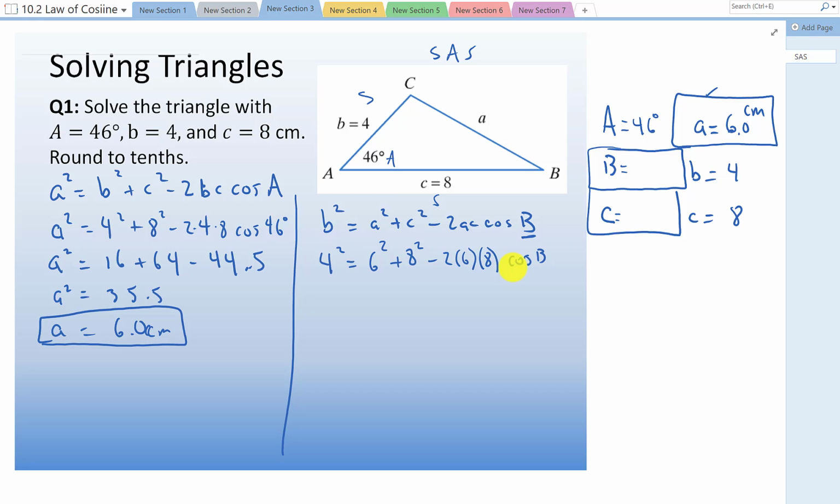Now be careful on the algebra, because the signs are going to require some rearranging. So I'm going to add this thing to the other side on both sides. And in fact, we could maybe simplify this before we start doing algebra. In fact, that's smarter.